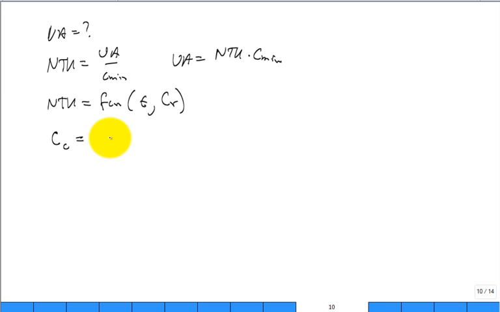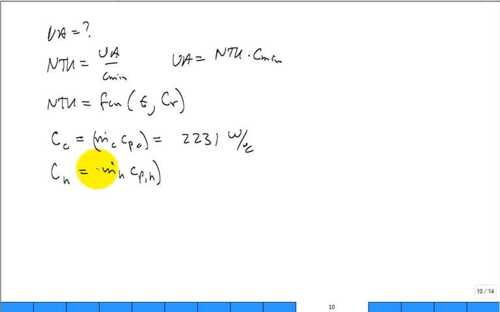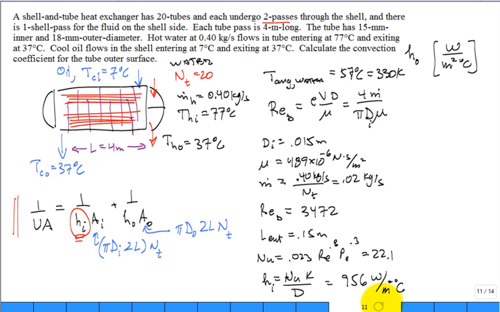Well, I'll have to calculate the heat capacity rate of the cold fluid. The heat capacity rate of the cold fluid is mass flow rate of the cold times specific heat of cold. And that comes in at 2231 watts per degree C. Heat capacity rate of the hot fluid is the mass flow rate of the hot fluid times specific heat of the hot fluid. Let me go back to my problem. The hot fluid was the water. I needed to get the specific heat at 330 Kelvin.